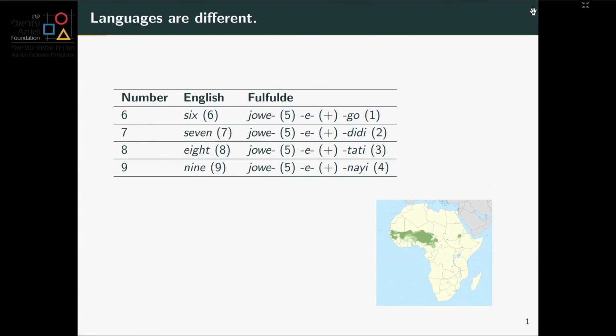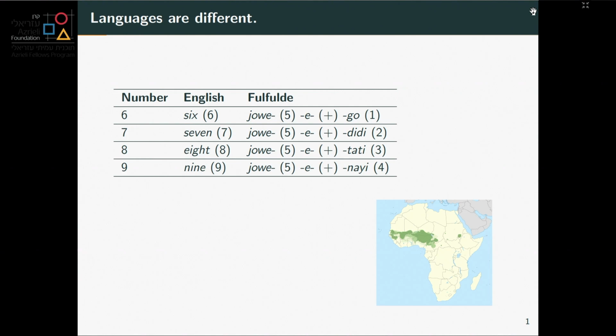There are more than 7,000 languages in the world today, and they're different in many ways. You probably realized some of these differences when you were studying foreign languages. One way in which languages differ is in terms of which meanings they lexicalize, so which meanings they pack into small expressions. Let's take an example of numbers 6 to 9.